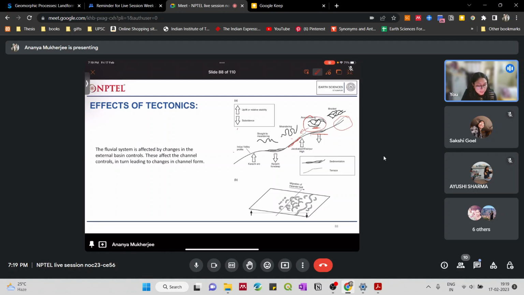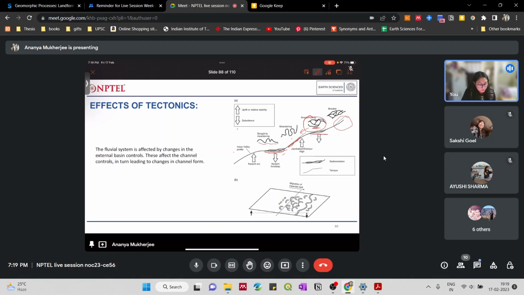Then again, when it comes to another subsidence, the flow velocity decreases, so from meandering it is changing to straight. So the effect of tectonics is also going to change your channel pattern or channel form, and that again is going to change whether your river channel is eroding the material or depositing the material.